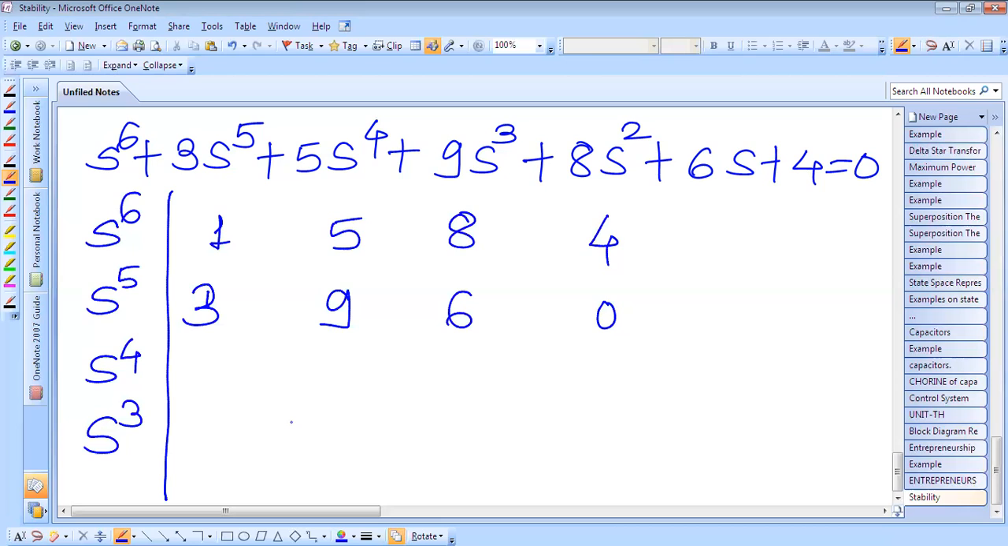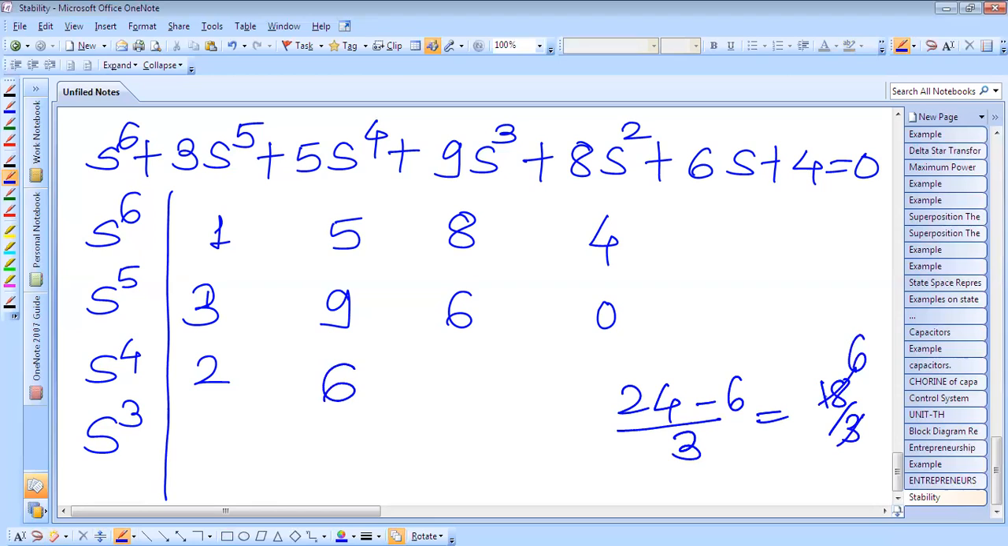So let us check here. This is 3 into 5, 15, minus 9, by 3. So 6 by 3, it is 2 that is coming here. And the next element is 3 into 8 minus 6, by 3. So this is 18 by 3, which is 6 coming here.